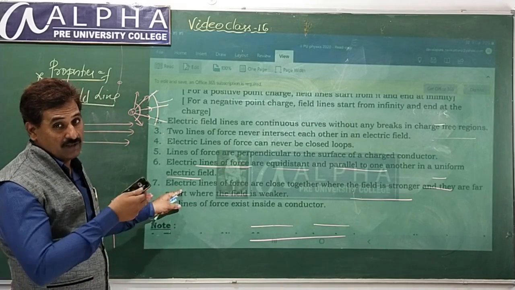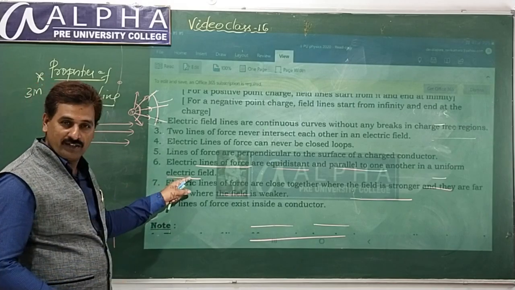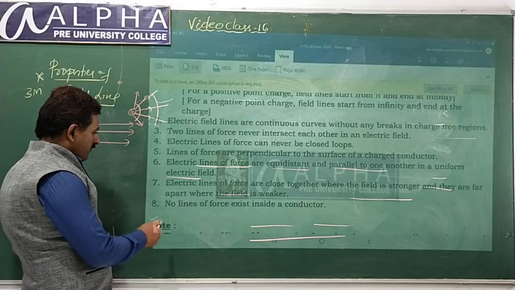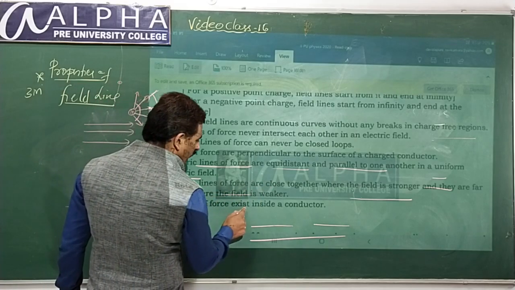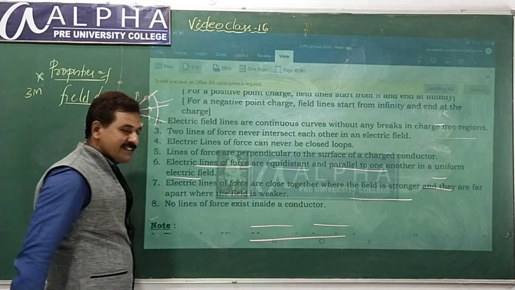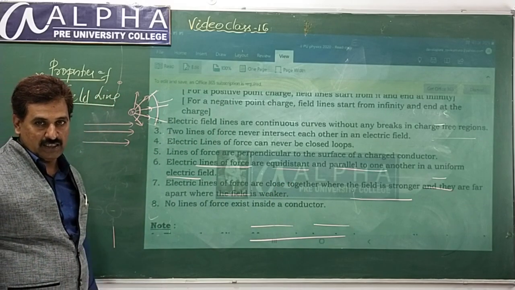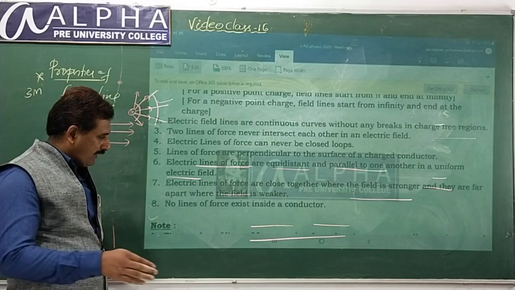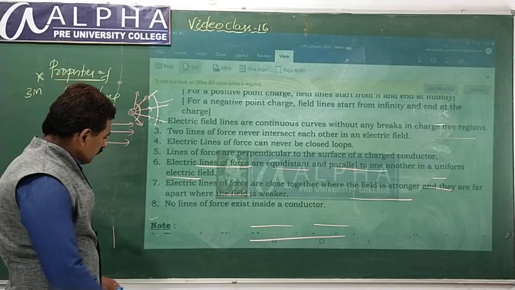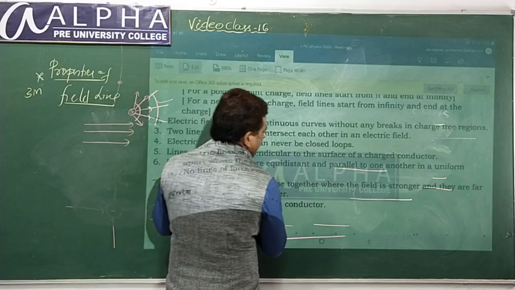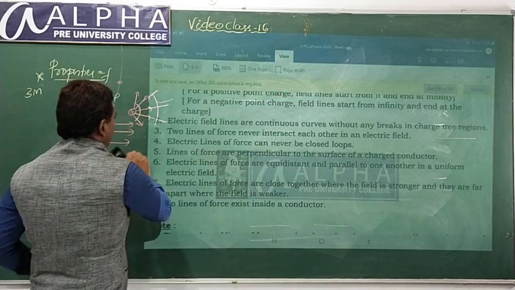That is our next topic. What is that? Flux. We'll come to that. The next one, electric field lines never close. Last one, no lines of force exist inside a conductor. Inside a conductor, you are not supposed to write electric field lines. Why? All that you will see in the next section. Just keep this point in mind. We will discuss in detail about that in coming topics.